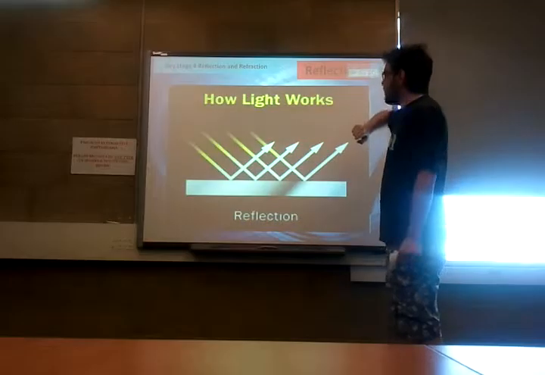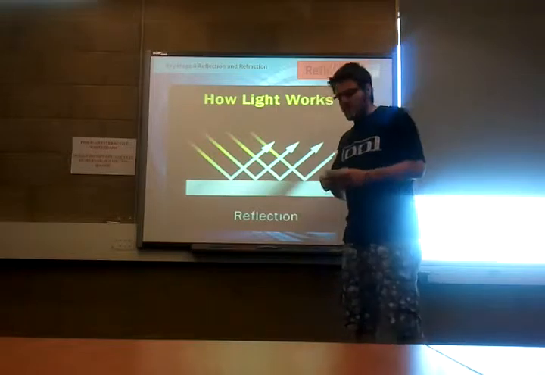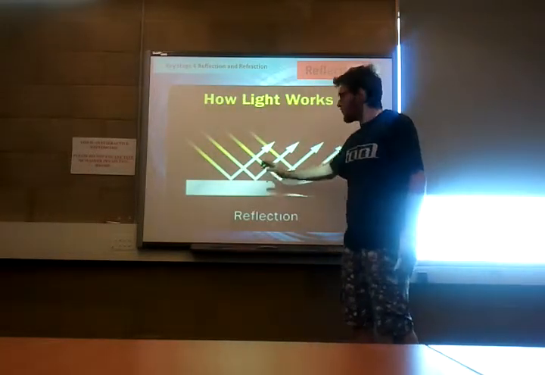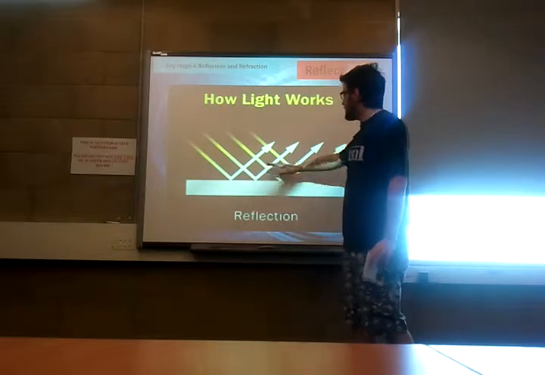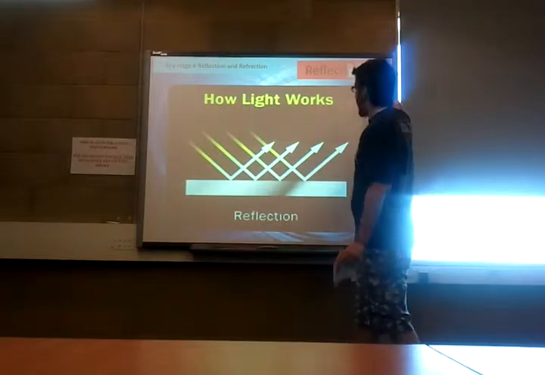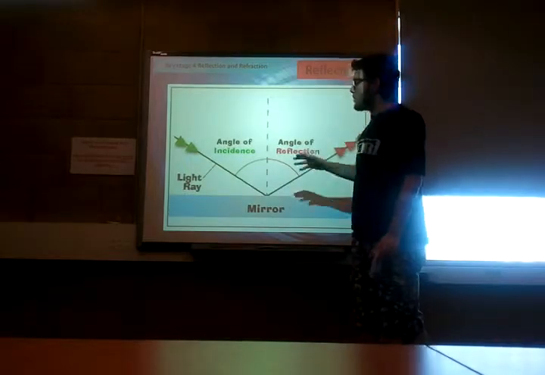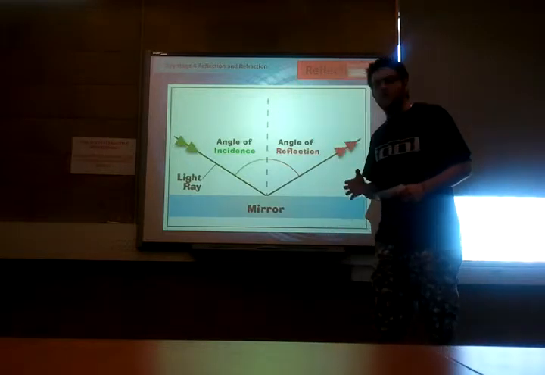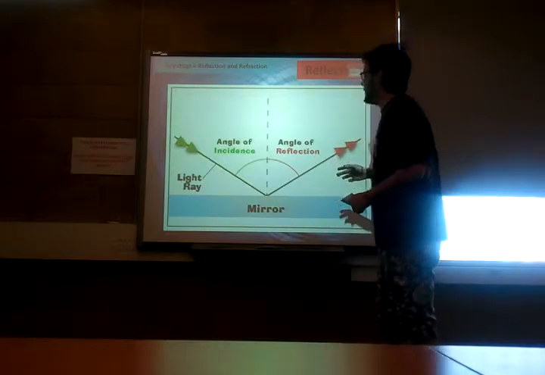So, reflection, how it works. As I said, the light waves are coming down, they're hitting a reflective object, which is then bouncing those rays back off. So there's a couple of rules here. There's 3 general rules for reflection, and this is the first one.